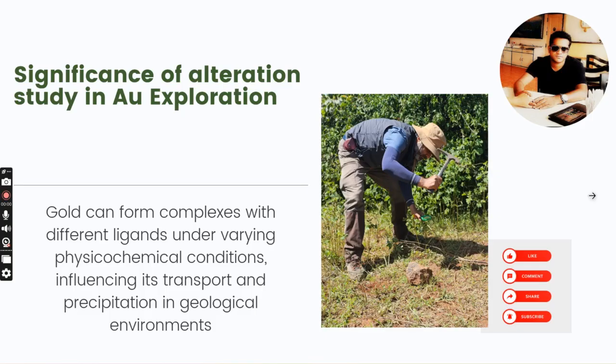In this video, you will be getting further deeper insights. So pH, Eh, those things we will be discussing. Based on that overall understanding of alteration, qualitative and quantitative aspects, further what implication we can derive. So gold can form complexes with different ligands. Ligands means what? Any type of electron donor. For example, Cl minus, okay? Like that, these kinds of ions, or even it may be some molecule as well. I'll show. So those ligands under varying physicochemical conditions may influence transport and precipitation in particular geological environments.